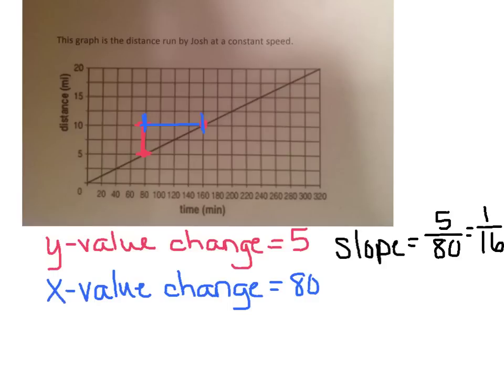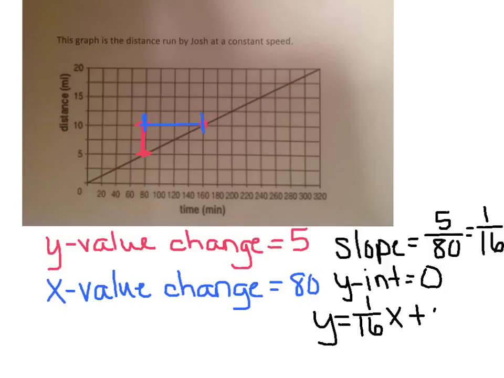Then I need to find my y-intercept. Remember, your y-intercept is, where does that cross the y-axis? Well, it crosses the y-axis right here, or my starting point, and the y value there is 0. So my y-intercept is 0. Once I have those 2 pieces, my equation would read y equals 1/16 x plus 0. Or I could write y equals just 1/16 x, and I could be done.